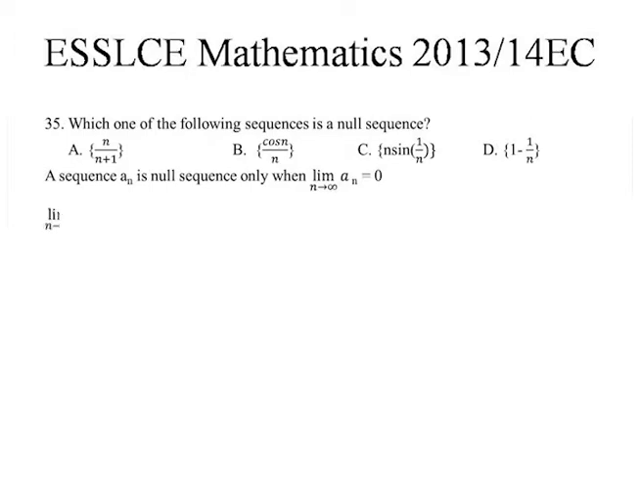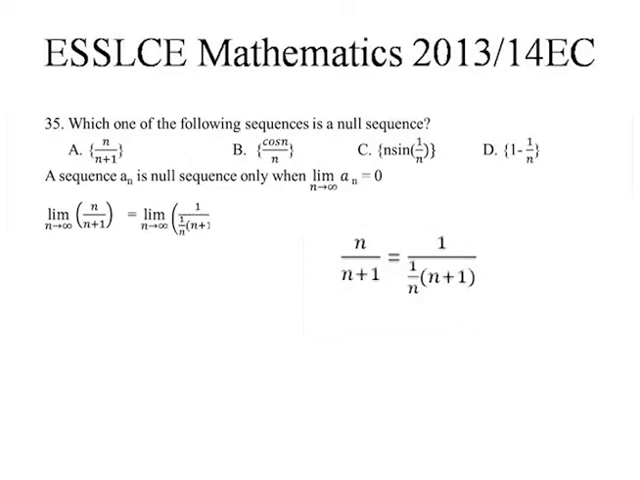Choice A: the limit of n over n plus 1 as n approaches infinity. As we know, a is equal to 1 over 1 over a. Then, by the same logic, n over n plus 1 is equal to 1, the whole over 1 over n times n plus 1. Thus, the limit of n over n plus 1 is equal to the limit of 1, the whole over 1 over n times n plus 1, as n approaches infinity, which gives us the limit of 1 over n, as the denominator has to multiply all the stuff inside the bracket.